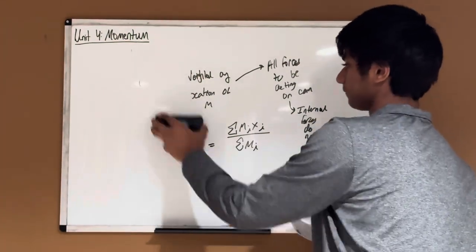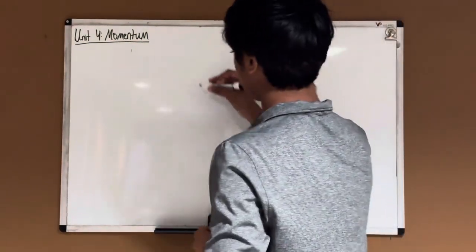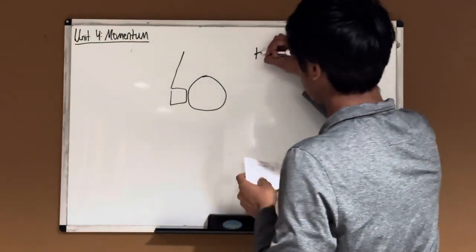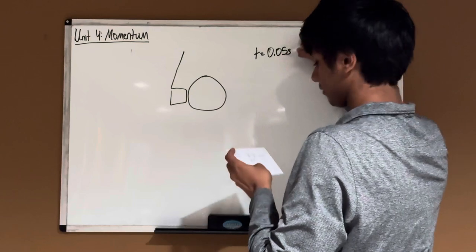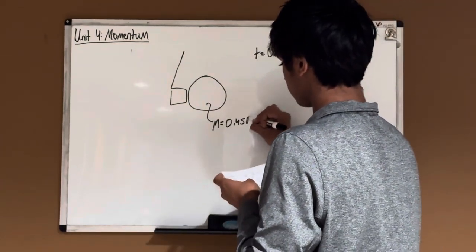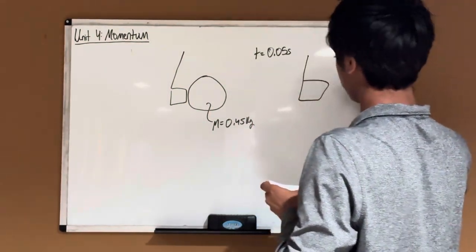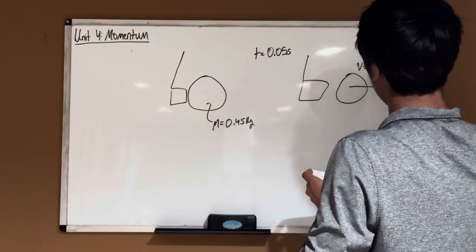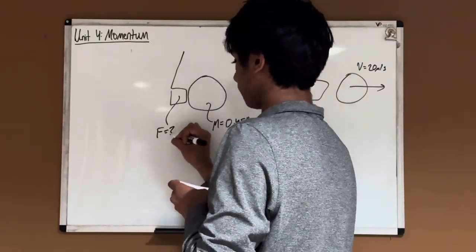Okay, let's try out some problems now. For the first problem, let's say we have a guy who's kicking a soccer ball, and he kicks the ball for a time of 0.05 seconds. The ball has a mass of 0.45 kilograms, and at the moment he releases, when his foot is off the ball, it has a velocity of 20 meters per second. We're trying to find the force of his foot on the ball.